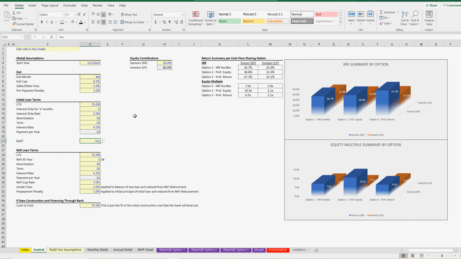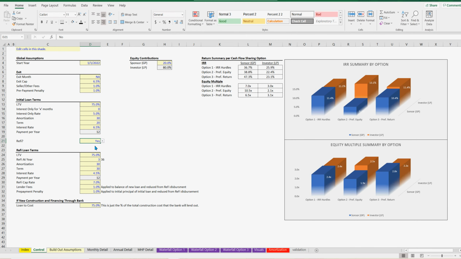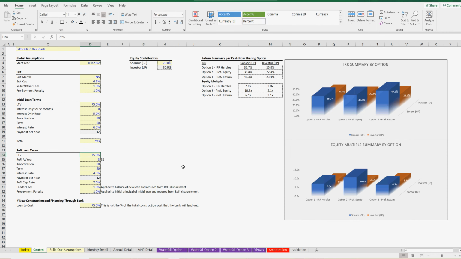You can also decide if there is debt in a given property, whether it's going to have a refi or not, and this will apply to any property that is going to take on debt. So you can toggle that and adjust the numbers. And then for the refi, you can also define the LTV, the year that the refi happens in, and the amortization, term and interest rate for that. Payments per year is hard coded to 12.